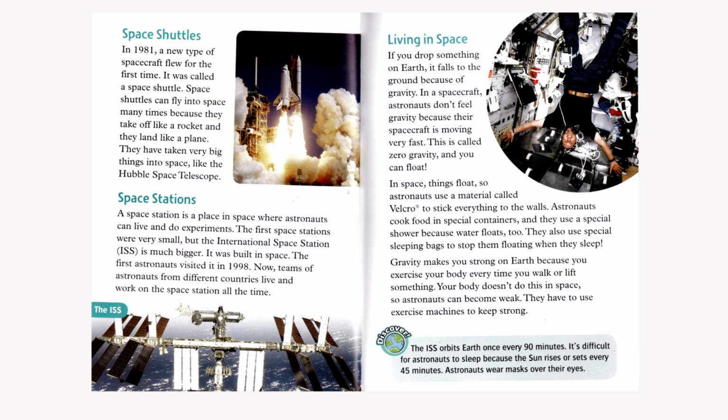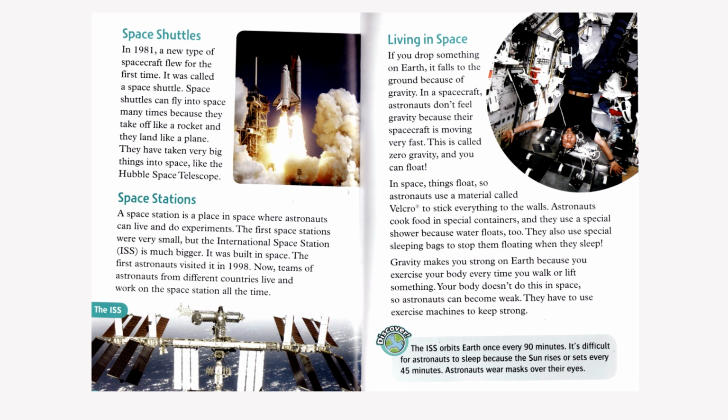Space stations. A space station is a place in space where astronauts can live and do experiments. The first space stations were very small. But the International Space Station, ISS, is much bigger. It was built in space. The first astronauts visited it in 1998. Now, teams of astronauts from different countries live and work on the space station all the time.